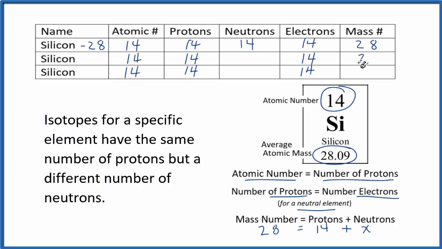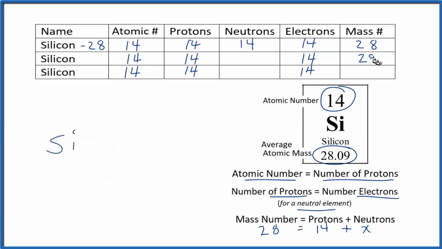One has a mass number of 29. This is about 4 or 5% of the atoms in a sample of silicon. They'll have this mass number. So something plus 14 equals 29. 15 plus 14. So we can put 15 there, and we have our mass number of 29, so we call this silicon-29. There's one more stable isotope that's about 3%. That's silicon-30. Let's say the mass number is 30. So 16 plus 14 gives us 30.